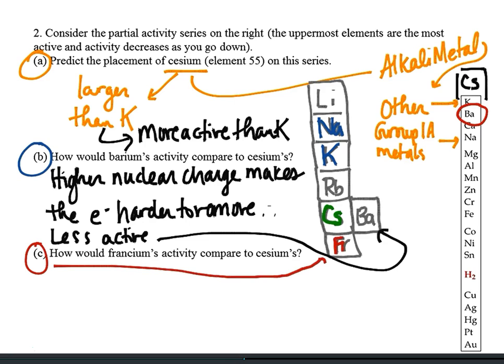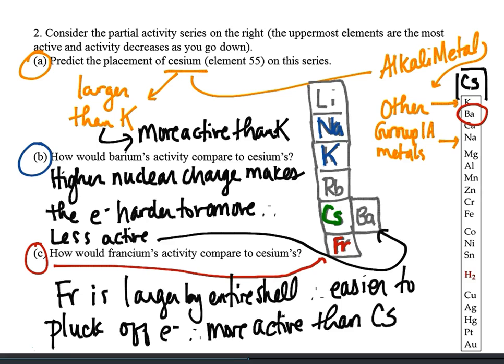How would francium's activity compare? Francium is even larger than cesium, which means it's easier to remove that last electron. Therefore, it is more active than cesium. It would be above it in the activity series.